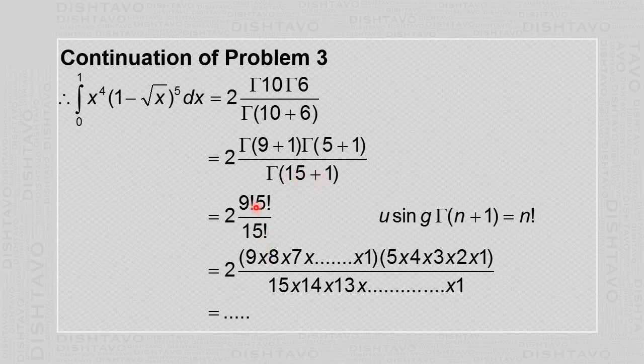Then 9 factorial can be written as 9 into 8 into 7 into 6 into 5 into 4 into 3 into 2 into 1, and 5 factorial can be written as 5 into 4 into 3 into 2 into 1, and 15 factorial can be written as 15 into 14 into 13 up to 1. And then you have to calculate this value, and that is the final answer.